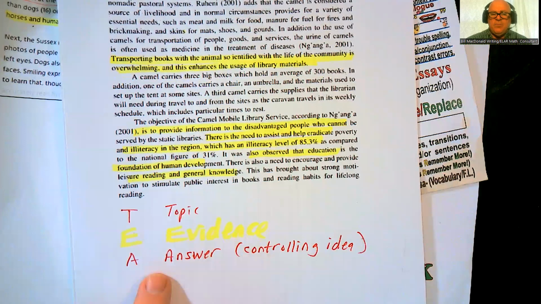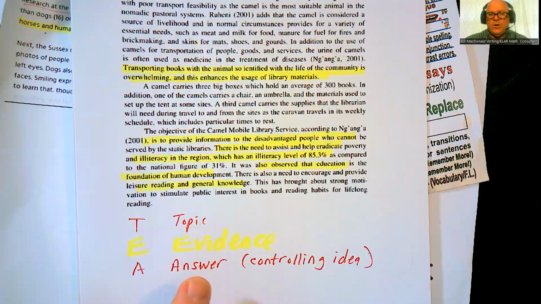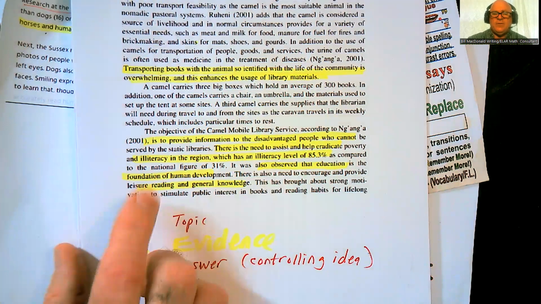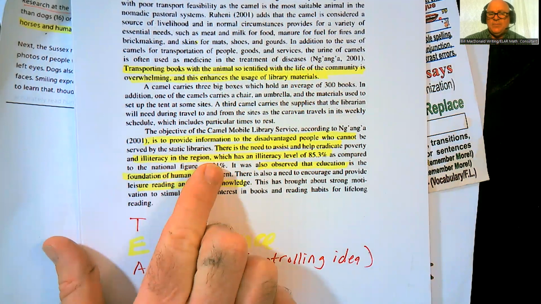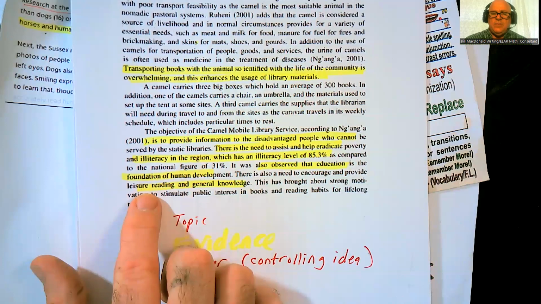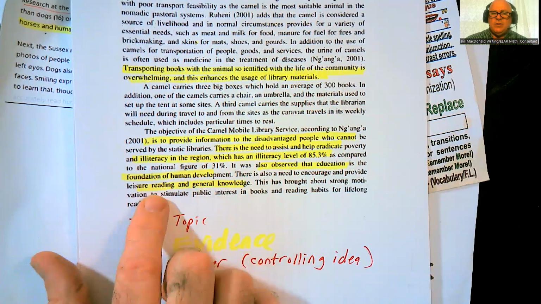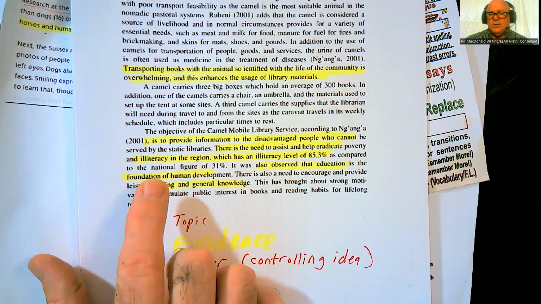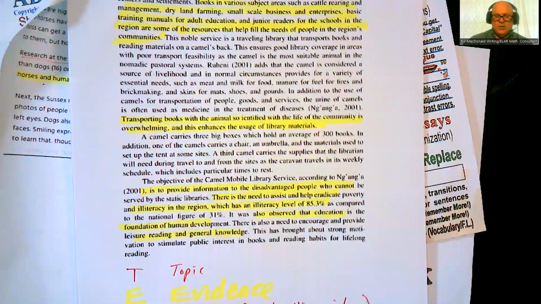So I could come up with a controlling idea based on that in one of these: it lowered the poverty level. It lowered the number of people who did not know how to read. It increased the general knowledge of people. It increased their just reading for pleasure instead of reading because you have to. So all of those are great ideas.